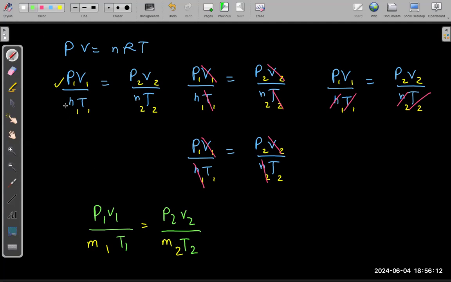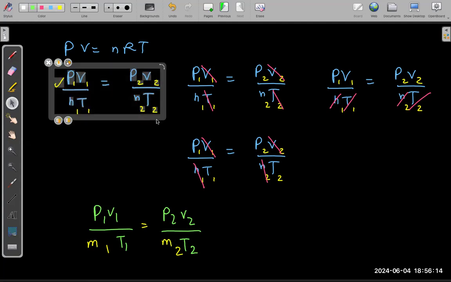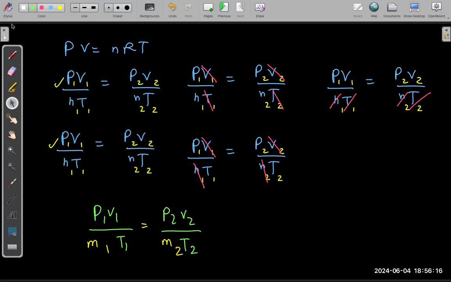Why? Because the number of moles is equal to mass over molar mass. You can remove this one and put mass over molar mass, and remove this one and put mass over molar mass. Isn't this the same gas? Yes.